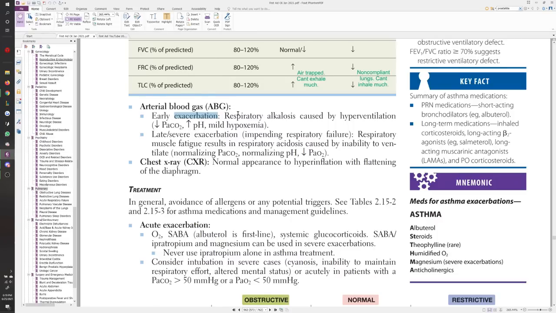So early exacerbation actually presents with respiratory alkalosis, which is caused by the hyperventilation, right? So when you hyperventilate in any case scenario, you breathe out all your CO2, so you end up becoming alkalotic. But later severe exacerbation with impending respiratory failure causes respiratory muscle fatigue, can't breathe anymore, and then that results in respiratory acidosis caused by the inability to actually breathe, right? So now you're stuck with all your CO2 inside. Normalizing PaCO2, normalizing pH, and reducing PaO2, right? So this actually eventually proceeds on to causing acidosis. So if a person had like 7 back-to-back asthma attacks within like a 12-hour period, they're probably going to be respiratory acidotic patients. All right, so you've got to be careful in understanding that.